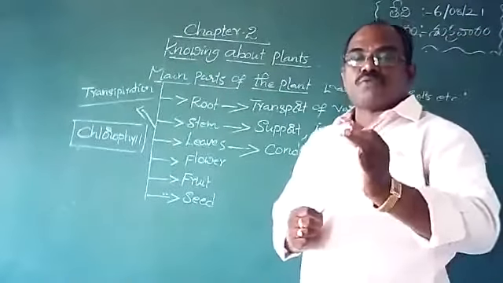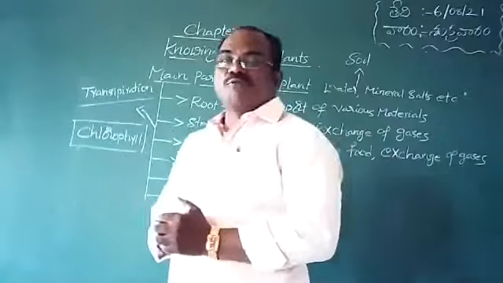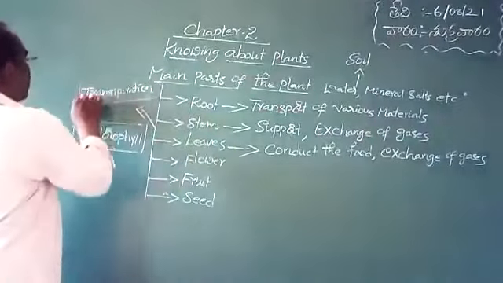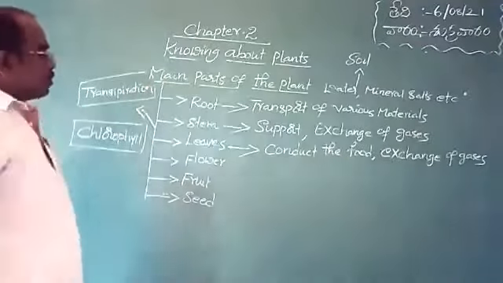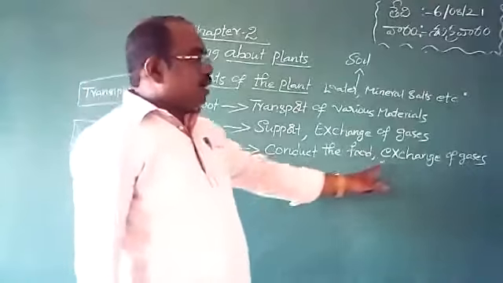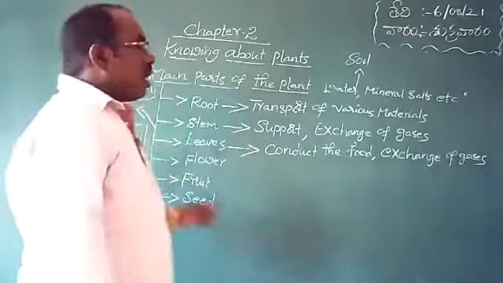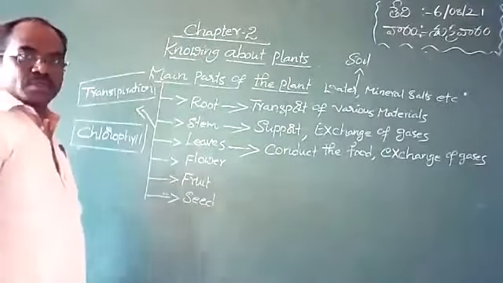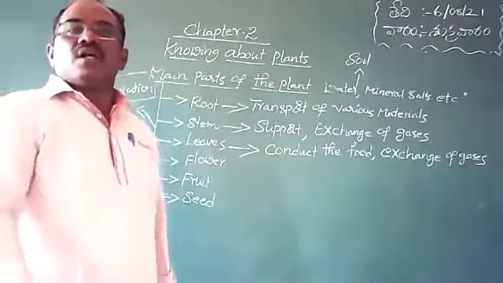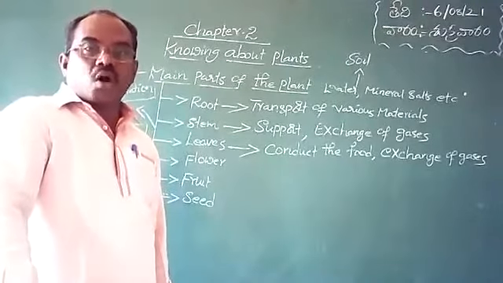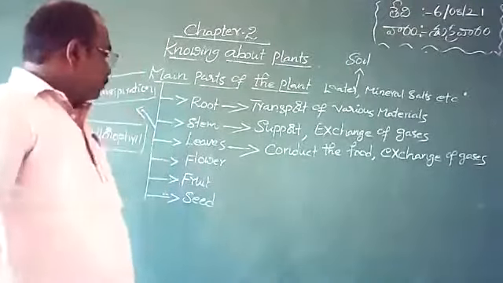Excess amount of water is in the form of water vapor. That is called transpiration process. Leaves conduct the food material, exchange of gases, and transpiration process. Transpiration means excess amount of water is in the form of water vapor.